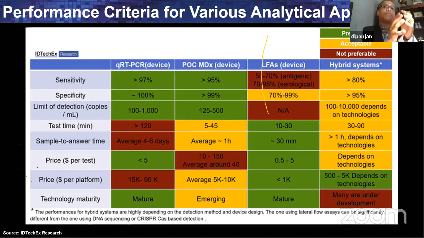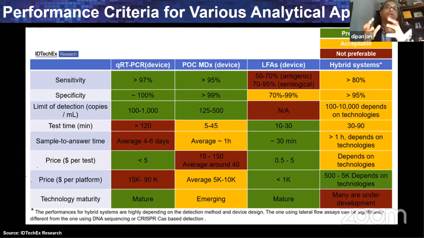So you are dropping off the sample at the hospital and you're expecting a result back. On average it's 4 to 6. I think they're trying to do it very fast now, but it is still not less than a day. So it's more than a day, 1 to 2 days for a sample to answer time. The technology is really matured, but it is not accessible to everyone.